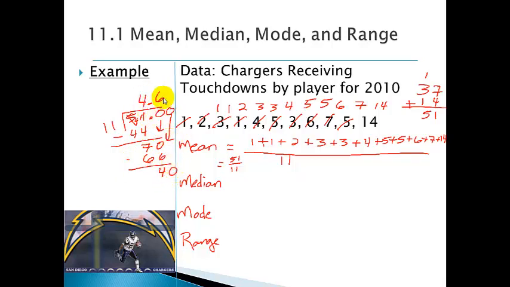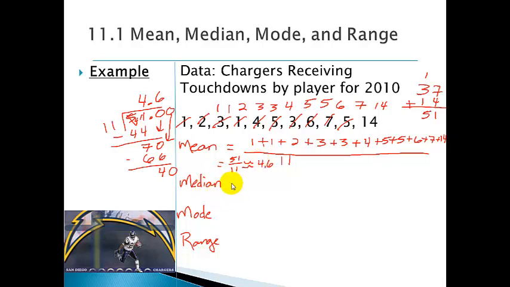And I'm going to go ahead and just stop here and round it. So remember, we do our approximation sign. So we'll say 4.6. So on average, they scored 4.6 touchdowns by the player. Each player. Interesting. Or they're receiving, I guess, players.